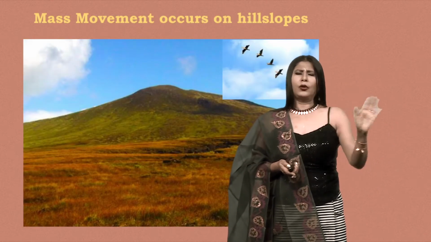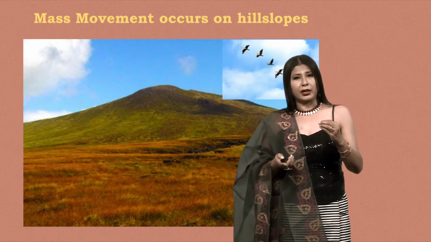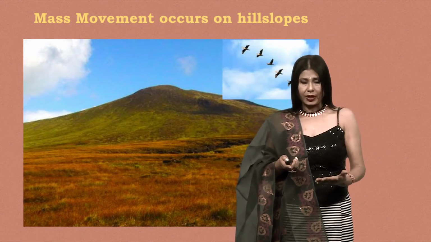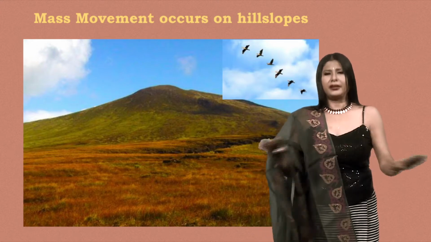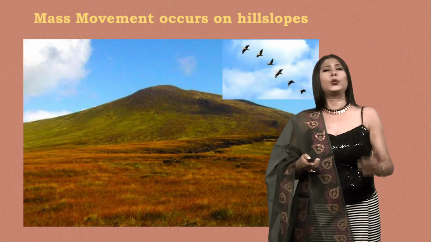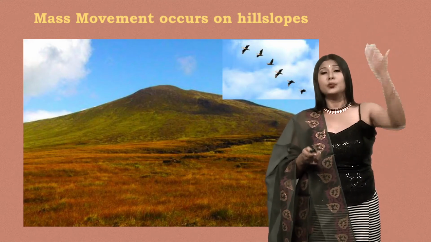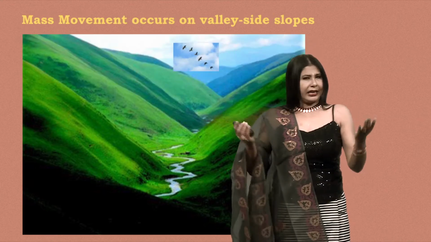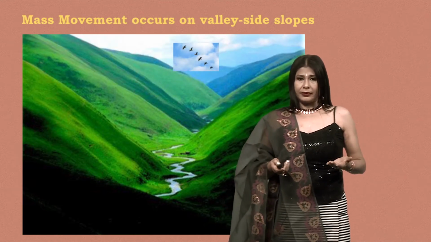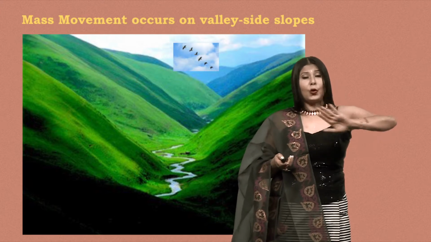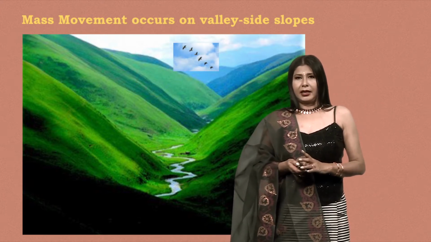And they occur on hill slopes because, needless to say, gravity works only from the high ground to the low ground. So, when we talk about mass movement, we are not talking about a flat area. It is always a hill or a mountain and material moving down from there. It can even occur on the valley side slope of a river. Wherever a slope is involved, mass movement occurs.